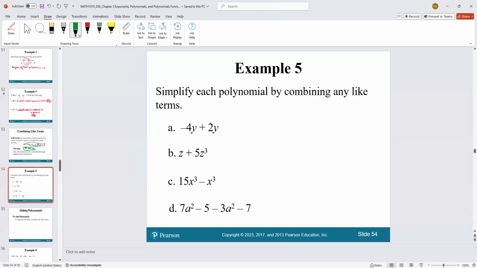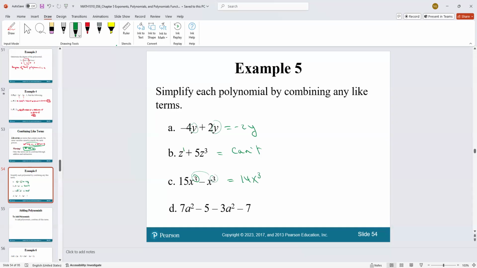Simplify each polynomial by combining any like terms. You see here, because it has y, we know -4 plus 2 gives you negative 2y. But here you cannot combine them because you have z power 1 and z power 3. If it was multiplication, if you have z times z power 3, yes, you could combine, but here you can't. But power 3, power 3, yes, that means 15 minus 1 is 14x cubed.